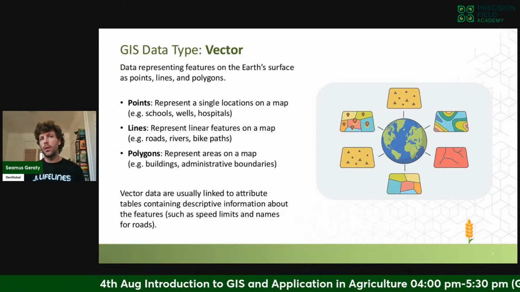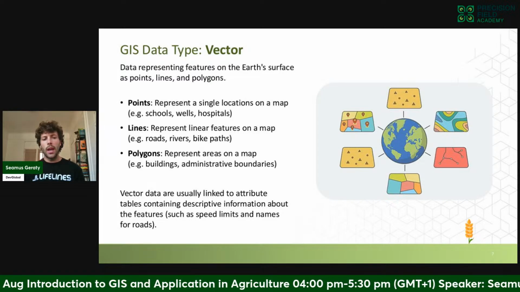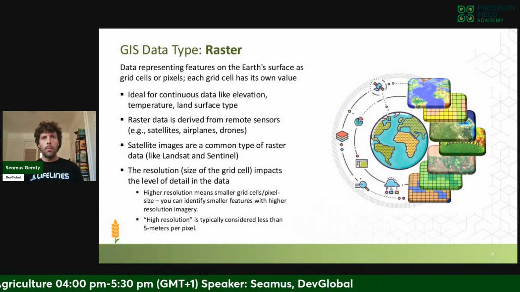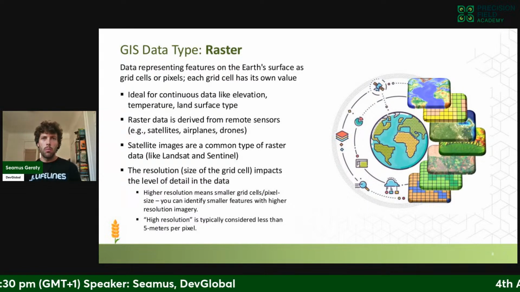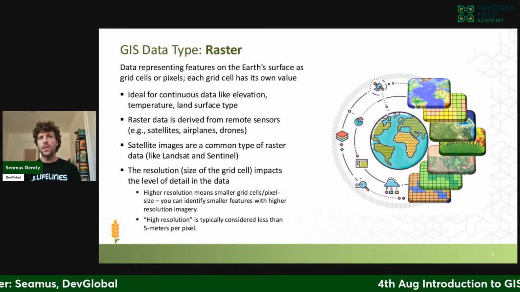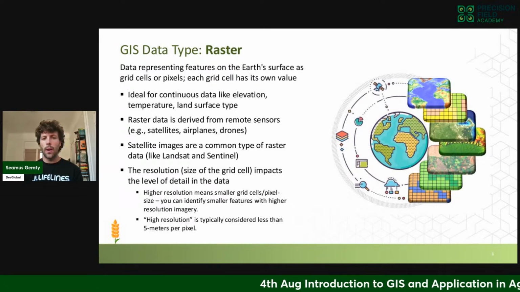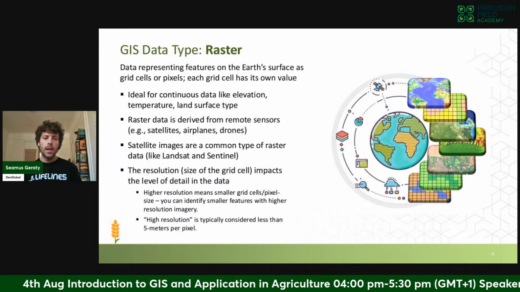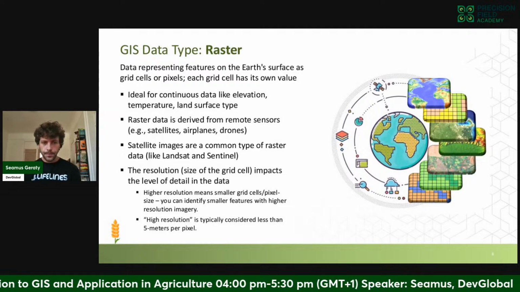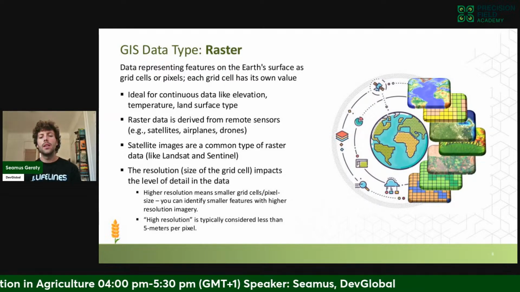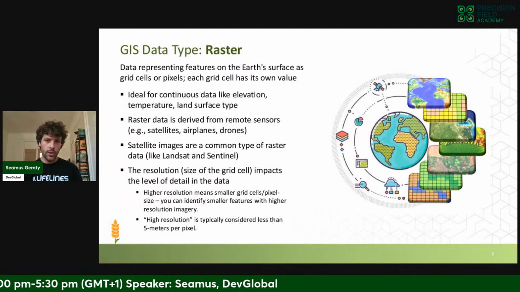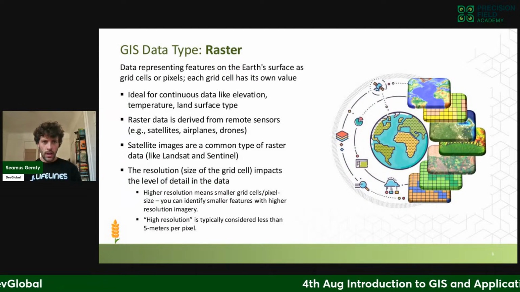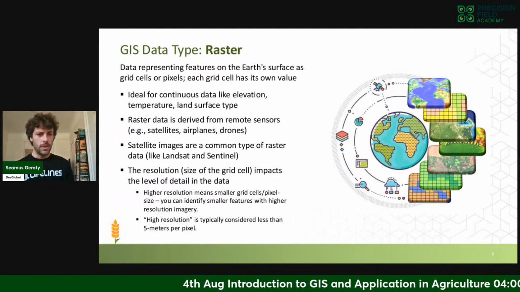On the next slide, we're going to talk a little bit about raster data. So again, raster data represents features on the Earth's surface as grid cells or pixels. Each grid cell has its own value. You can see in the graphic on the right how those pixels actually look as you start to get closer. This is ideal for continuous data, which just means data that is less discrete. Like a point is a very discrete thing on a map. Elevation, temperature, and land surface are things that are described as continuous data.